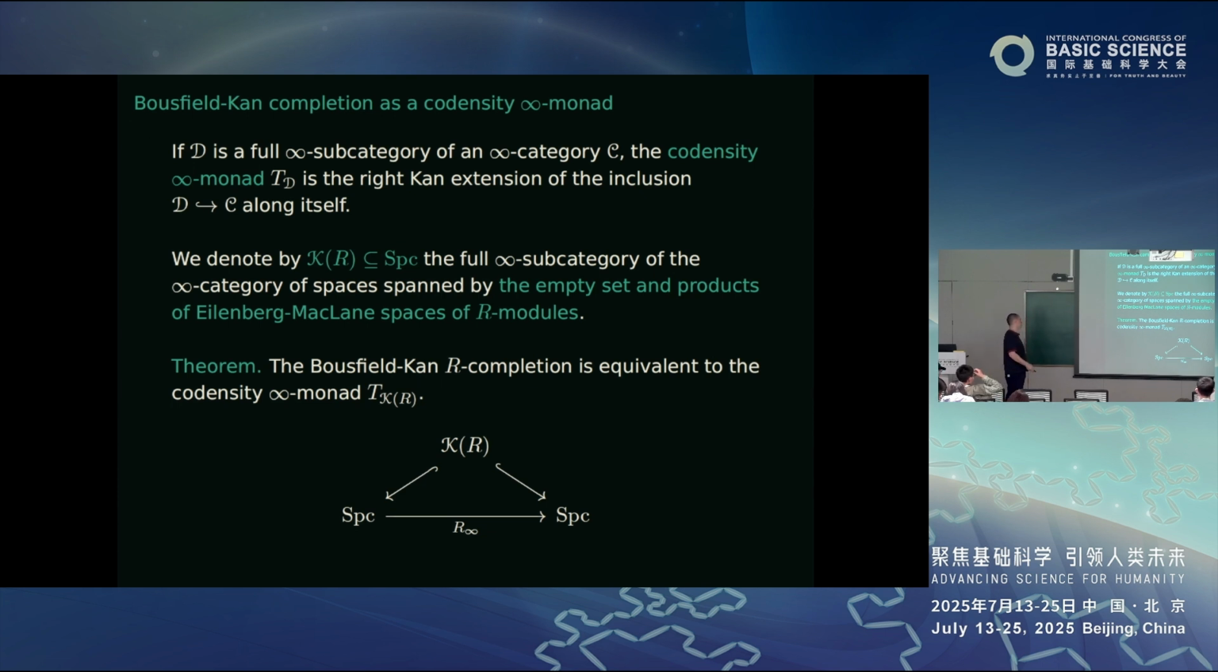And then we understood that this is just the universal functor which makes this triangle commutative, where this is the subcategory consisting of products of Eilenberg-MacLane spaces of R-modules.